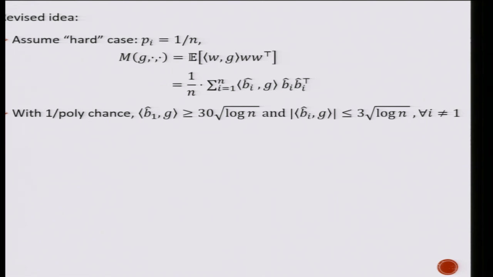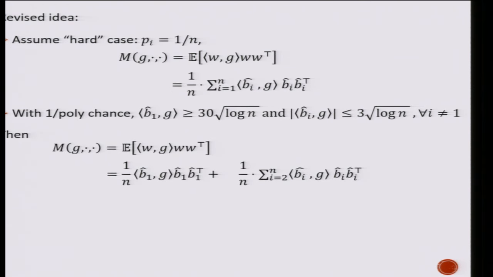This bi hat dot g is a Gaussian random variable with standard deviation 1. So with inverse poly chance, one of them, let's say b1, is going to be relatively large, a large constant times the square root log n times the standard deviation. And all the others are going to be smaller than some constant times the square root log n. This is going to happen with inverse poly chance. If this happens, we can separate the sum into two parts: the part only about b1 hat and the part about the rest. The first part is a rank one matrix, and its eigenvalue is larger than a constant times square root log n over n. We hope that the spectral norm of the second part is even smaller than the eigenvalue of the first part. So we can do eigen decomposition and take the top eigenvector.